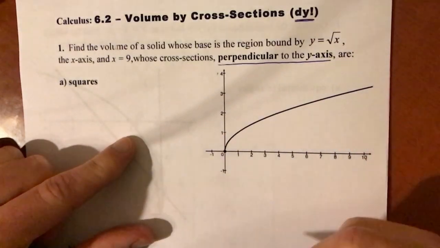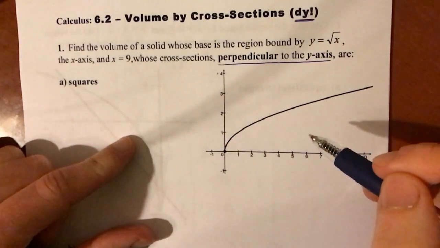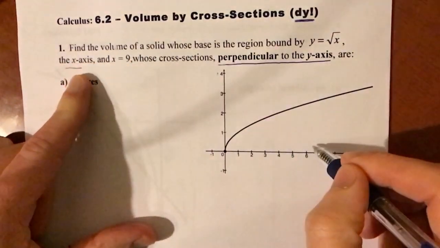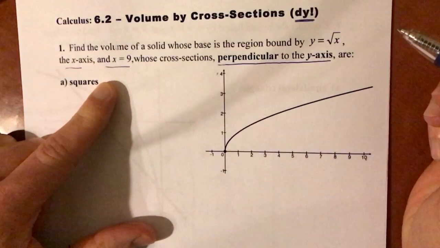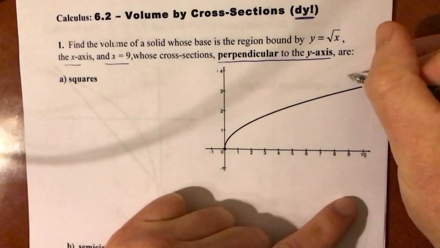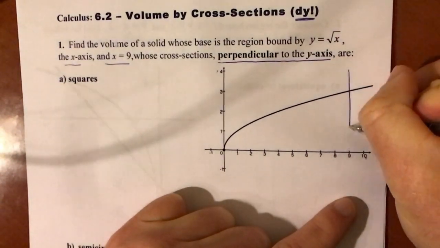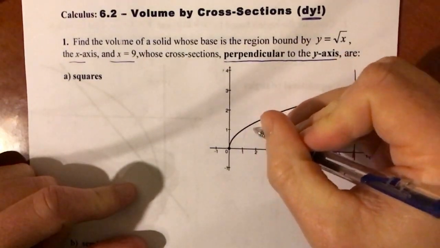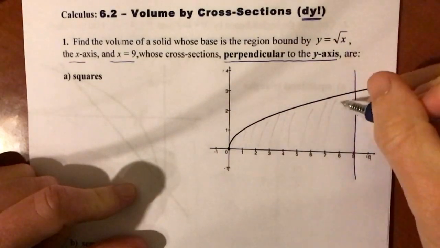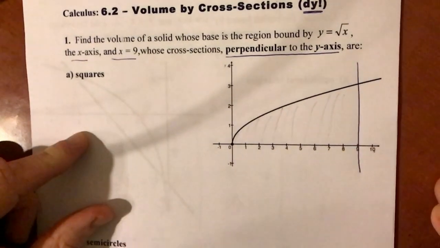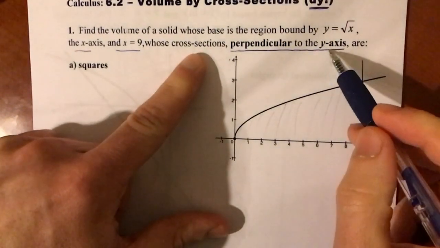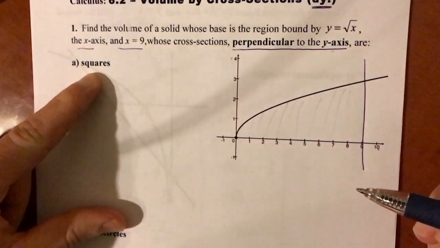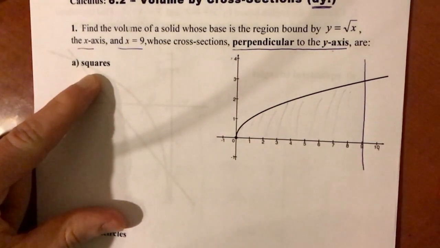Okay, so number one, volume of a solid whose base is the region bound by y equals the square root of x. Nicely graphed right there for you. You're welcome. Also, the other boundaries are the x-axis and the line x equals 9. So x equals 9 would be that vertical line right here. And this is the region we're talking about, the base of a solid. We're going to take cross sections perpendicular to the y-axis, and if they are squares, we want to find the volume of the resulting shape.